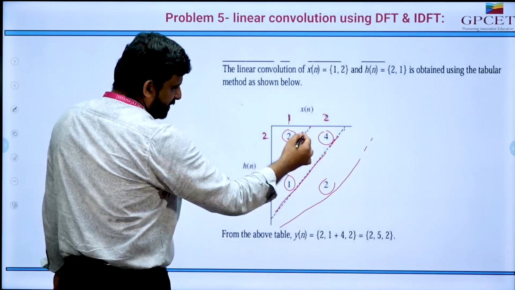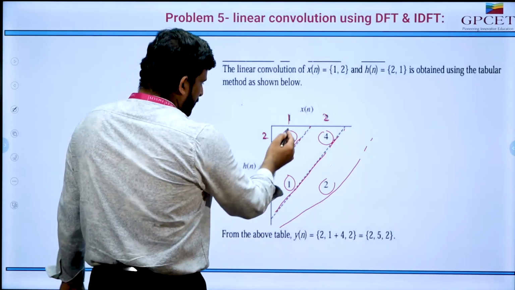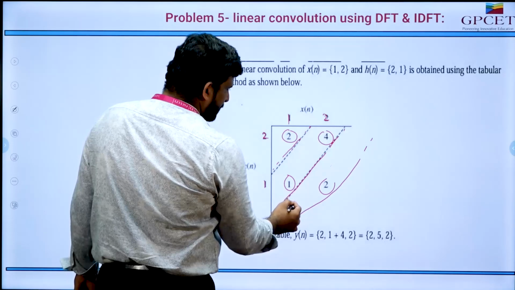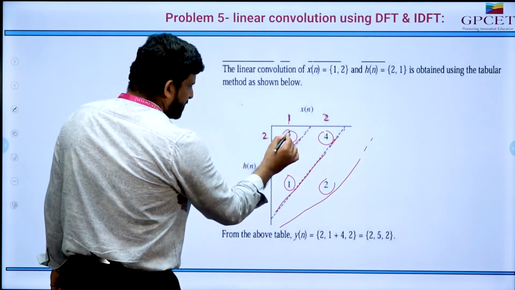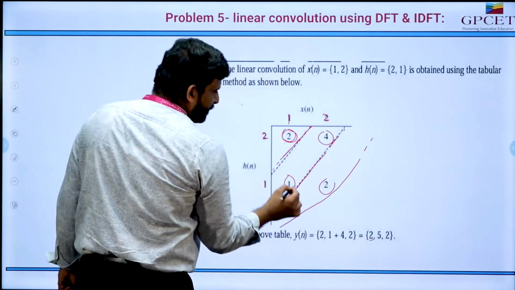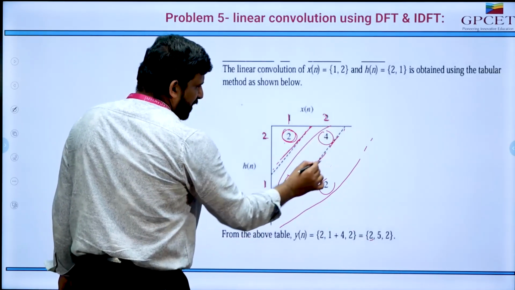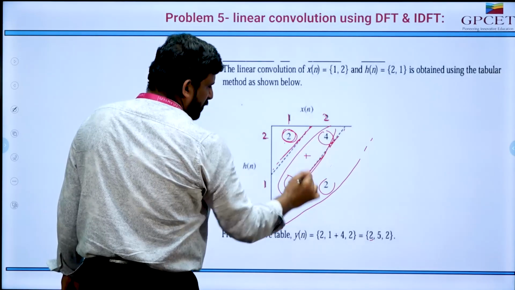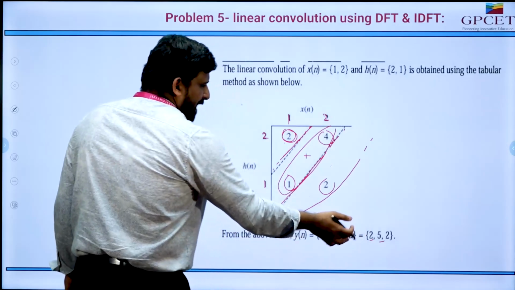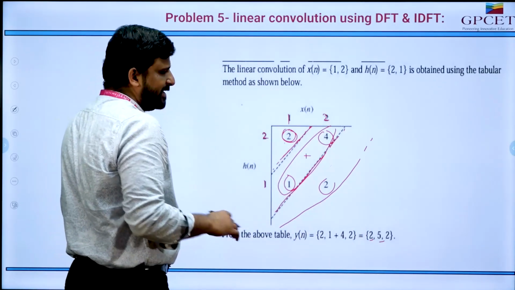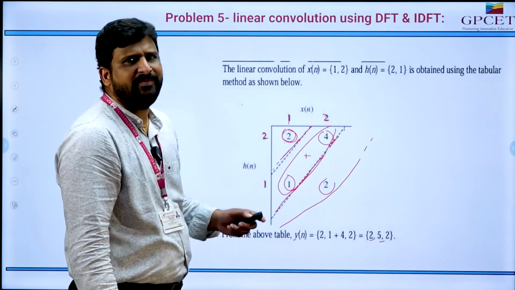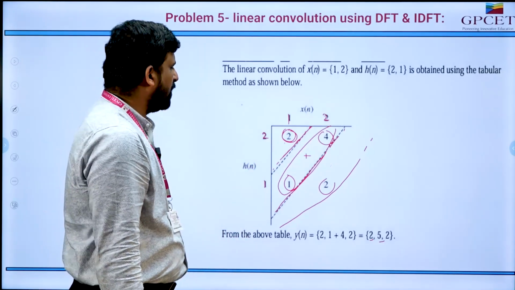Now, what is the value here? First value is 2. In this first column, what did I get? I got the value 2, so I have written 2 here. Now in this particular cell, what is the value? 4 plus 1, which means 5. Now in this particular cell, I got only one value, 2. So the answer we got previously is correct. So with the help of this particular tabular method, we can confirm whether the formed answer is correct or not.